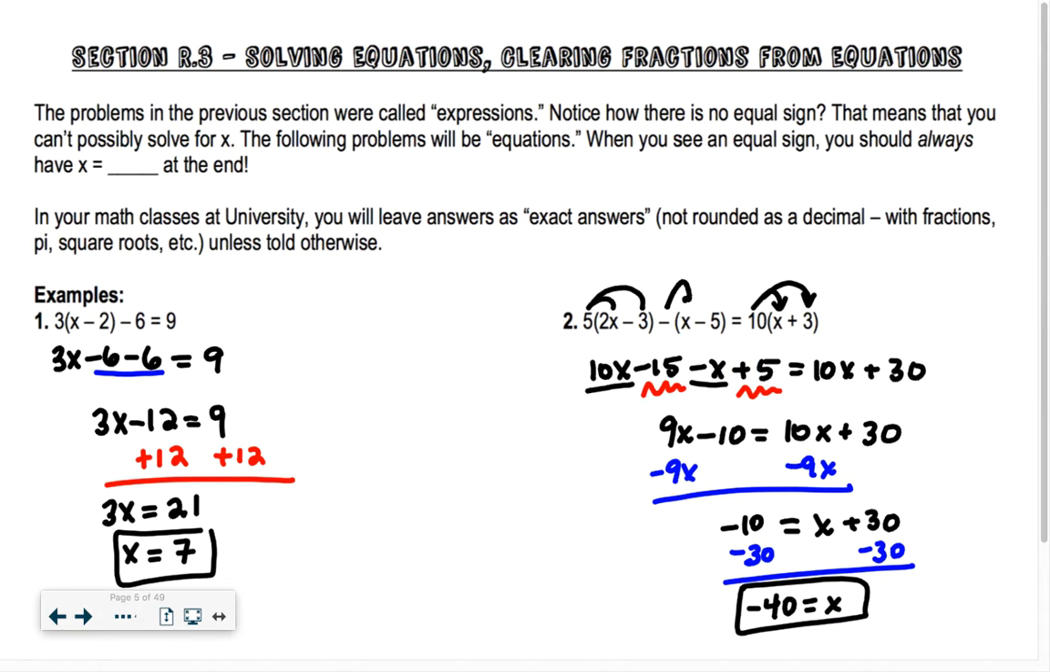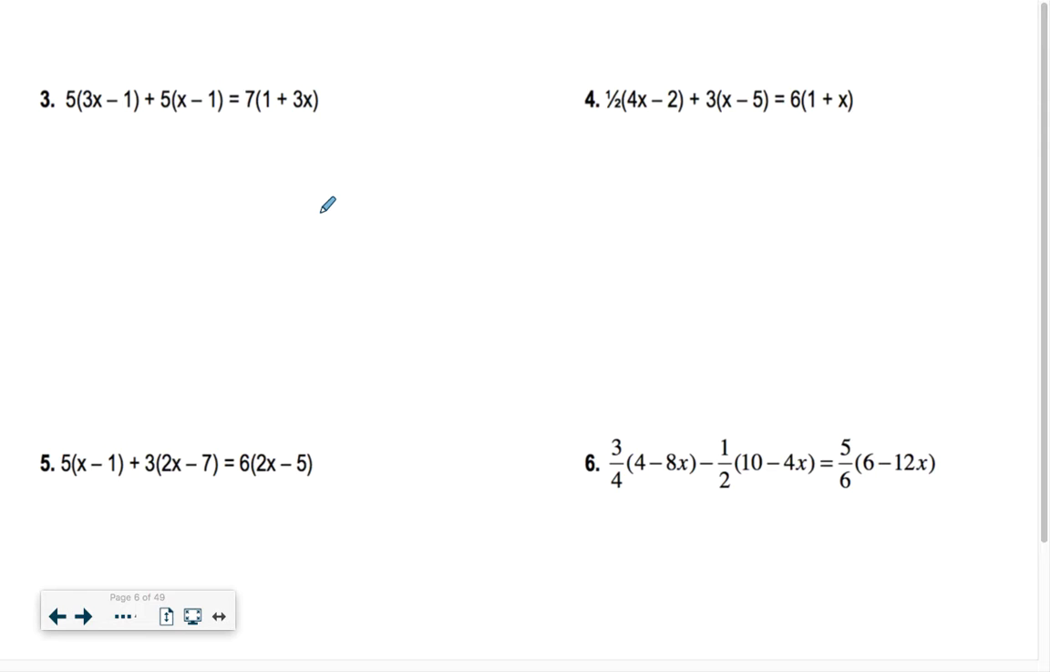All right, so let's try the next one. So go ahead and try it along with me. Do your distributive property first, then look up here to see if you get the same thing. Okay, so did you guys get 15x minus 5 plus 5x minus 5 equals 7 plus 21x?